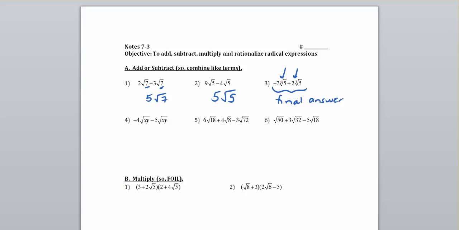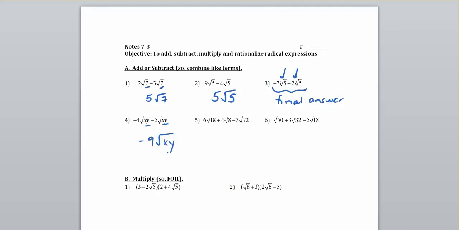If you look at number 4, it doesn't matter what I have within the radical, but as long as what's within the radical is identical, I can combine my like terms. So negative 4 times root xy minus 5 root xy would be negative 9 times root xy.